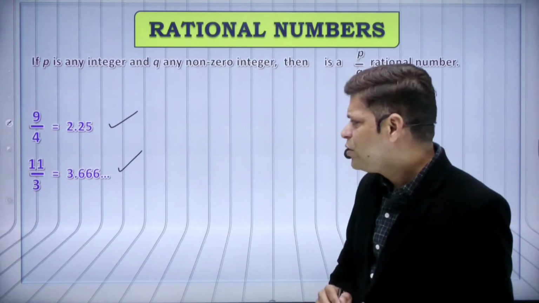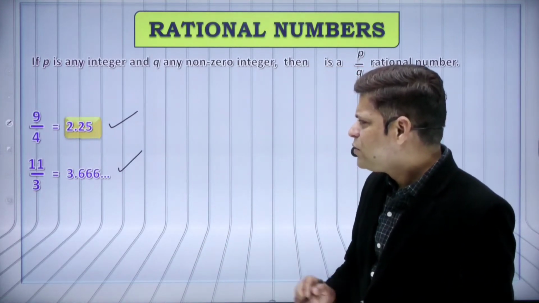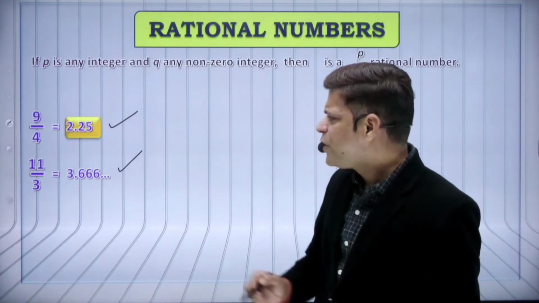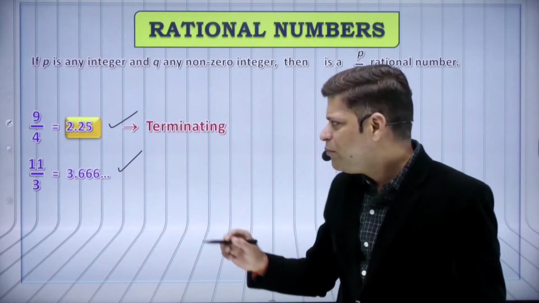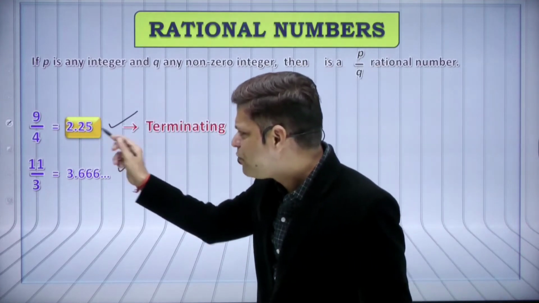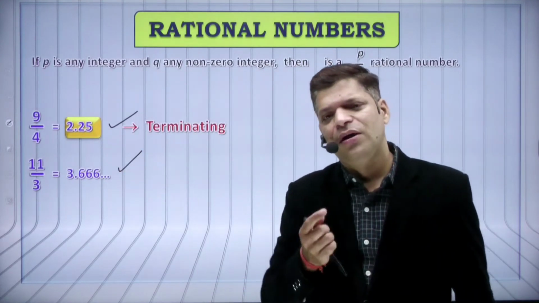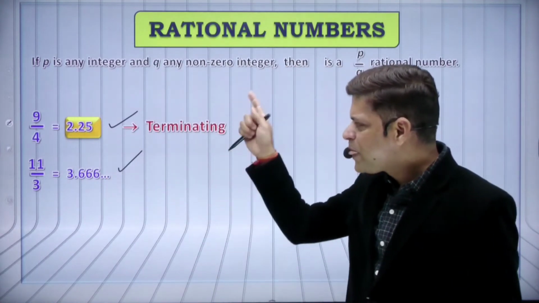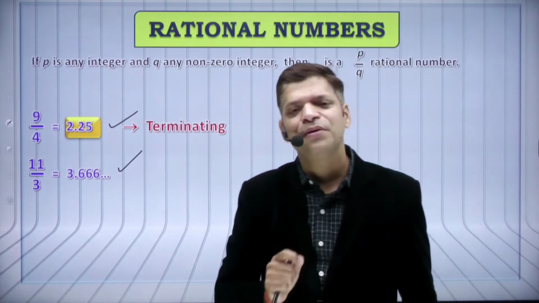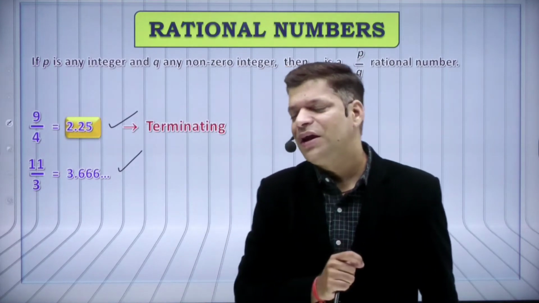Okay, up to so on. Or we can see that 2.25, this is called terminating. Okay, because it terminates at 5 after 2 decimal places, the number terminates, so that's why this type of rational number is called terminating.